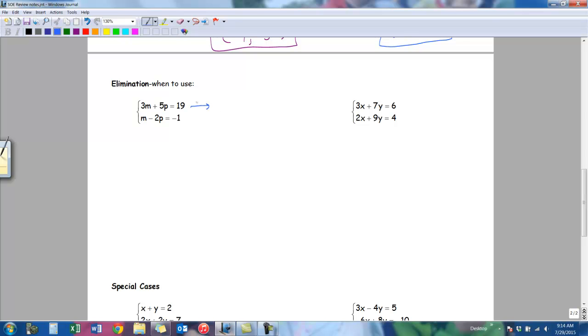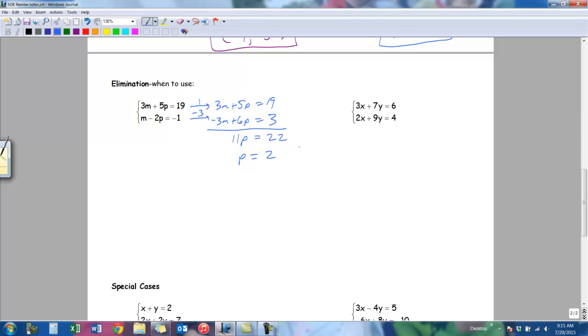And to do that, I'm going to multiply the top by 1, but I'm going to multiply the bottom by not 3, but by negative 3. That'll give me 3m up top. 3m times 1 is 3m, but then it will give me negative 3m downstairs. So this is 3m plus 5p is equal to 19. That one stays the same, but the bottom is going to become negative 3m plus 6p. Multiply everybody, even the constant at the end. So when we add this up, the m's cancel. You get 11p equals 22. P is equal to 2.